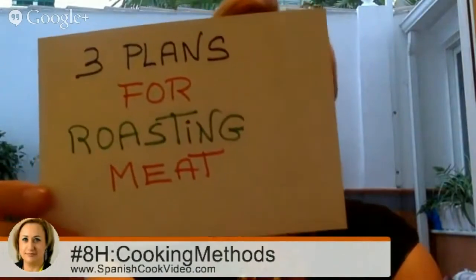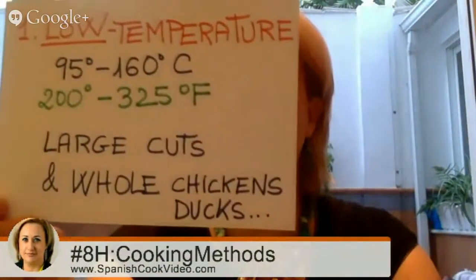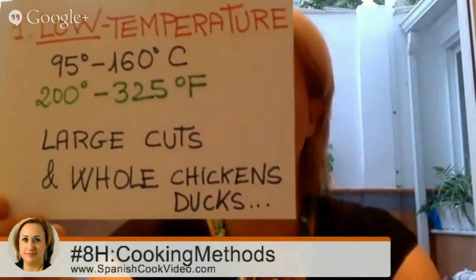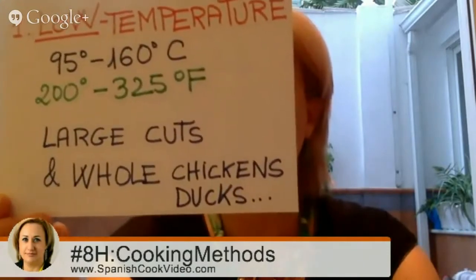Let's see them. We can cook at a low temperature, between 95 and 160 degrees centigrade, or in Fahrenheit between 200 and 325 Fahrenheit. This low temperature is best for cooking large cuts of meat and whole chickens. The benefits: less moisture is lost and the product is more tender. Collagen that makes meat tough is dissolved in slow cooking.